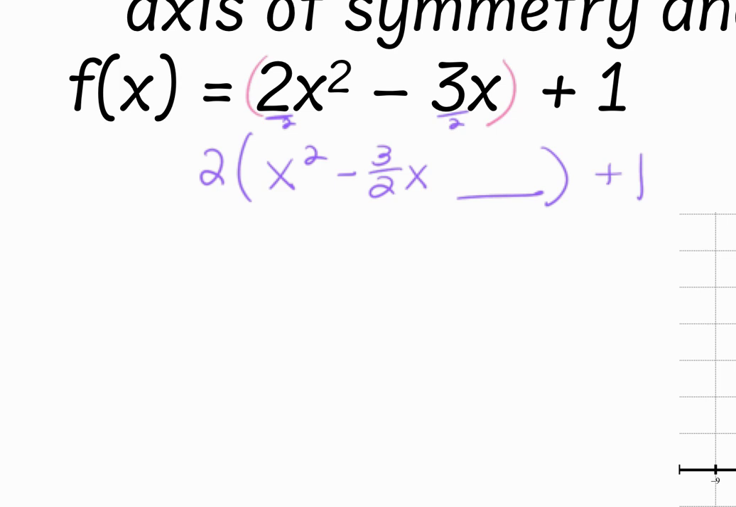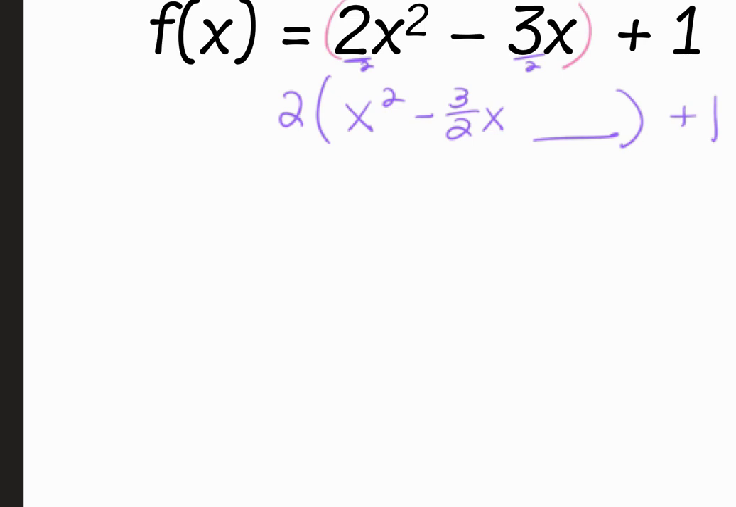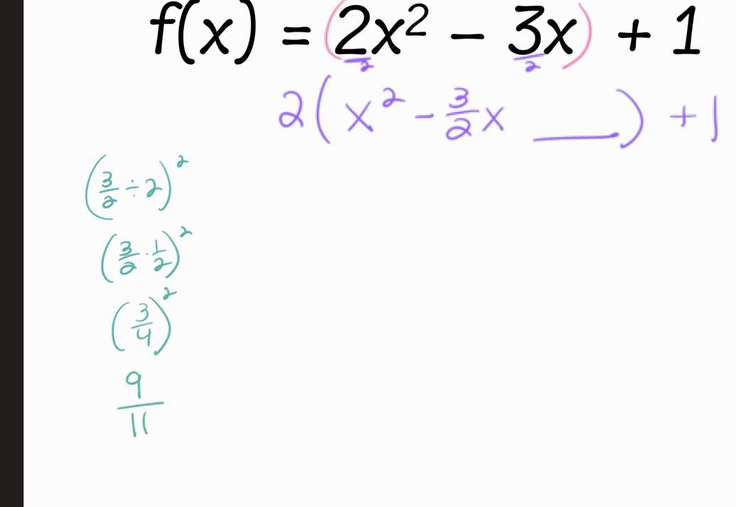Yes? So what do I do to fill that space in? Take that second term, divide it by 2, 3 halves divided by 2, and then I have to square it, right? So dividing by 2 is the same thing as multiplying by a half. 3 halves times 1 half is 3/4. And then I'm going to square it, and I get 9/16. I'm going to add the 9/16 inside the parentheses.